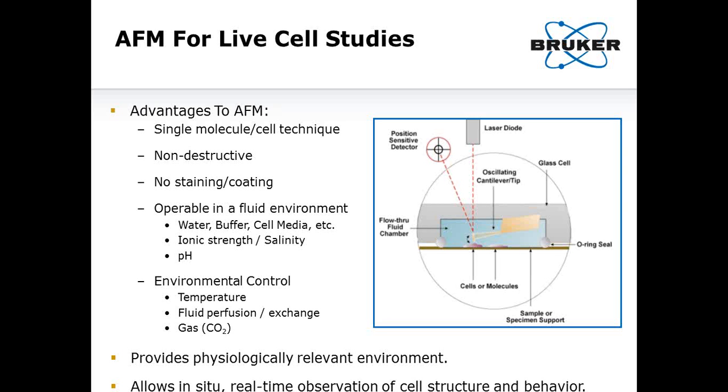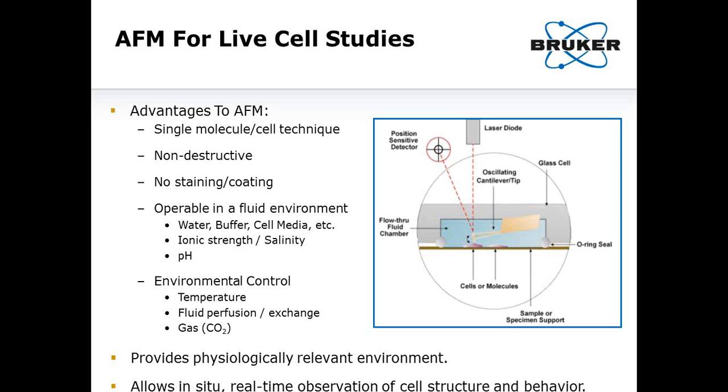One of the key advantages to AFM is that it's operable in a fluid environment. AFM studies can be conducted in water, buffer, cell media, as well as various other types of fluids. And this allows us to conduct live cell studies where we can observe how cells respond in real time to the addition of a drug or changes in the ionic strength or pH of the imaging fluid.